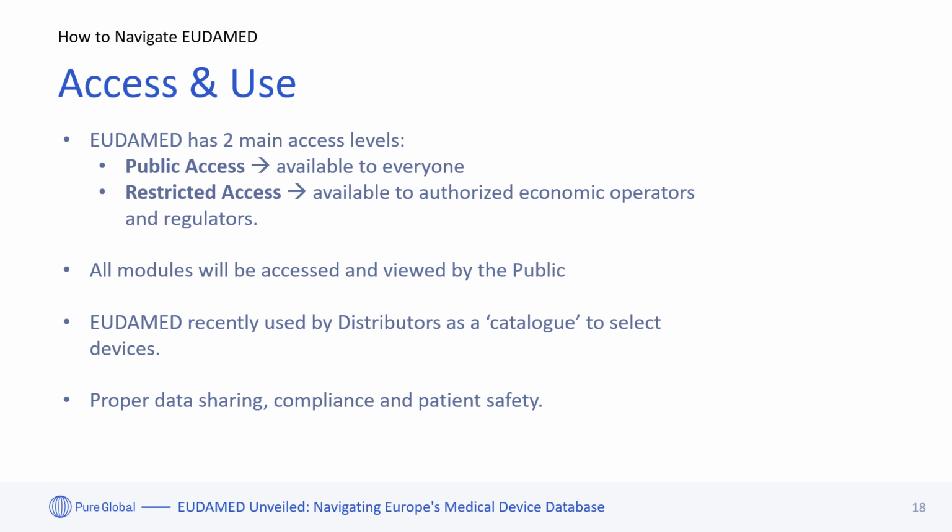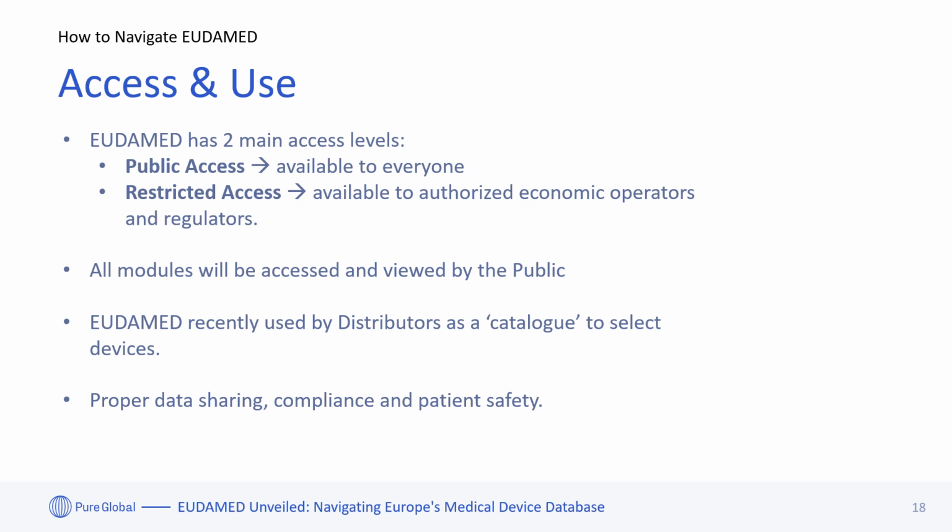EUDAMED has two access levels, public and restricted. Public access allows everyone to view the public information in the system, while restricted access is only for authorized users like the economic operators we mentioned previously and regulators to use when editing, adding, checking, and uploading information.